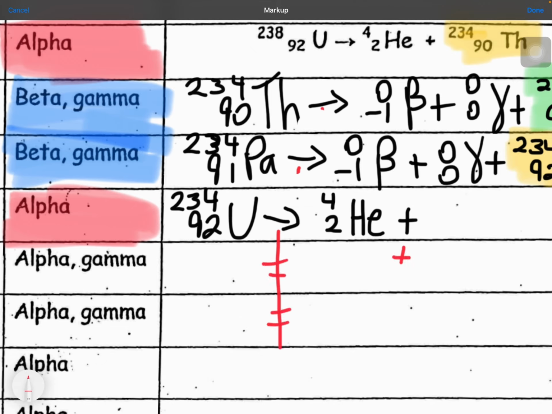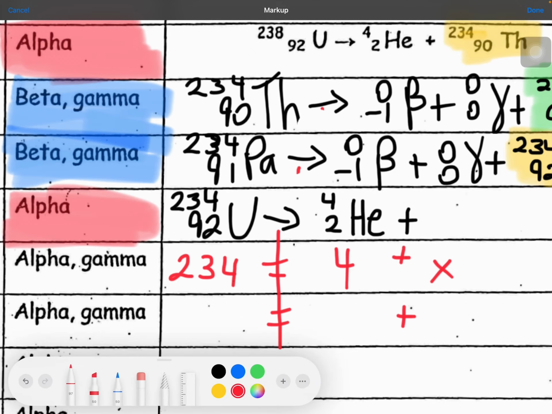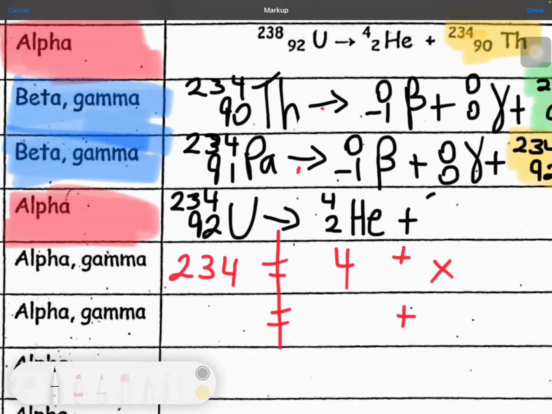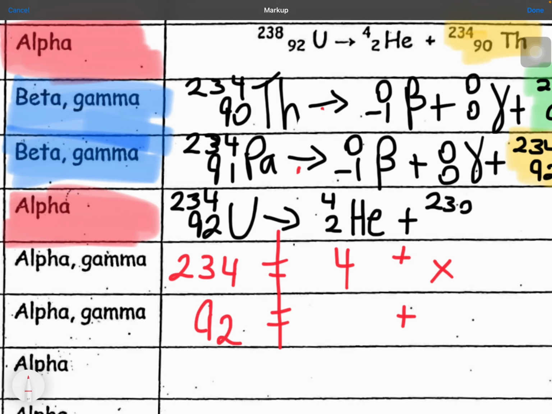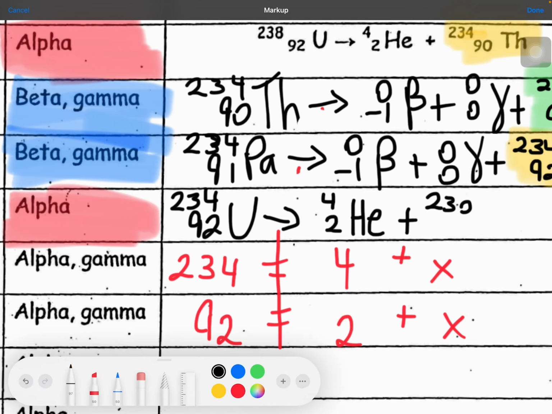Bring down our plus and equal sign. We've got 234 as our mass. So far we have 4. What would x have to be? It would have to be 230. And for our other one, we have 92 is equal to 2 plus x. What would x have to be this time? 90.